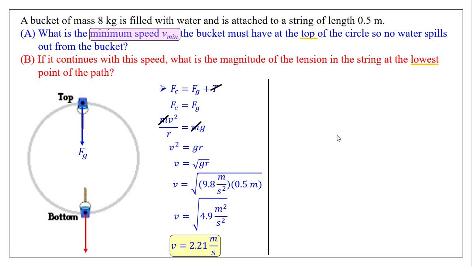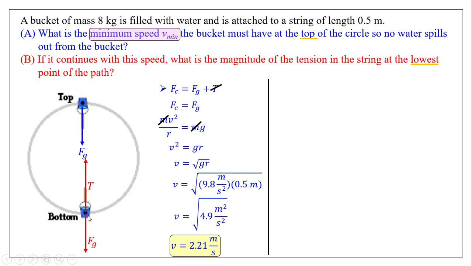At the very bottom, the bucket has an F of g, again, pointing down the page. There's a T pointing up. Here, I purposely drew tension a little longer because it is in motion. The tension has to be pulling, quote unquote, the bucket upward so it continues to move upward. I kept the F of g vector about the same size here.